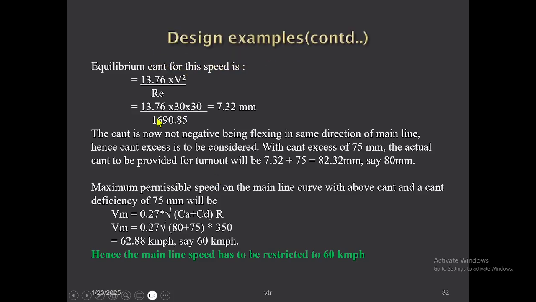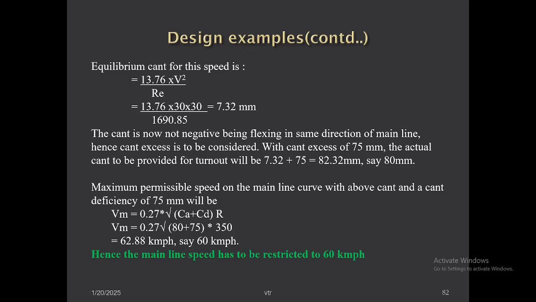So once we got the resultant radius here, then we have to find out the equilibrium cant using the relation 13.76 into v squared by Re. Substituting the resultant radius and the speed over the turnout, we get 7.02 mm, that is the equilibrium cant required for our turnout. For the train negotiating the branch line, that means through the turnout, the superelevation required is 7.02 mm, that is the equilibrium cant.